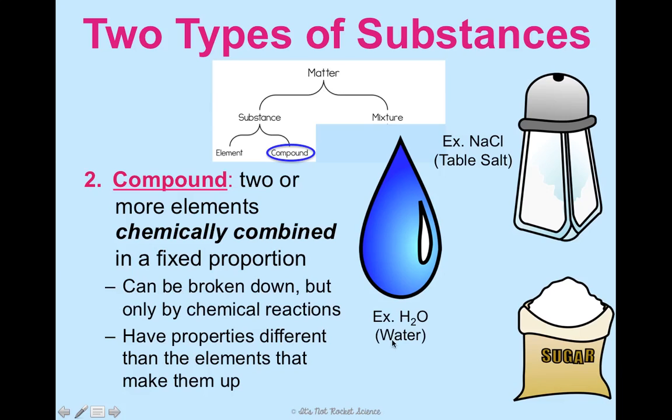We also have water. Water is always 2 hydrogen atoms bonded to 1 atom of oxygen. It's a fixed proportion. Sugar, C6H12O6, 6 atoms of carbon, 12 atoms of hydrogen, 6 atoms of oxygen bonded together. That's what we're looking at here with compounds.